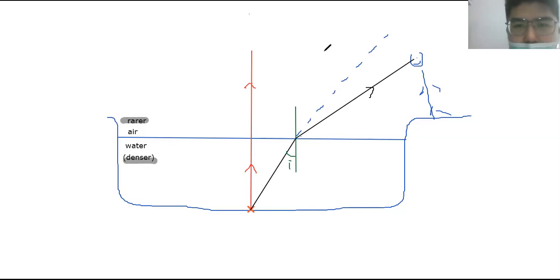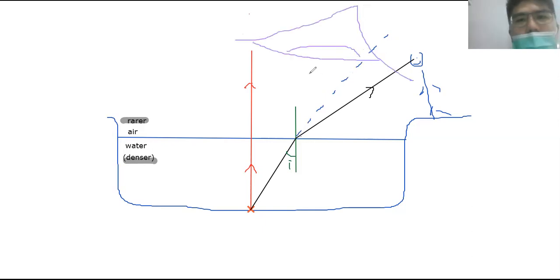Now, if the position of your eye is here, let's say I draw your position. This is your eye. Imagine this big. Now, it is receiving two rays. The first ray is the red ray. The second ray is the black ray. It is receiving these two rays. We need at least two rays.